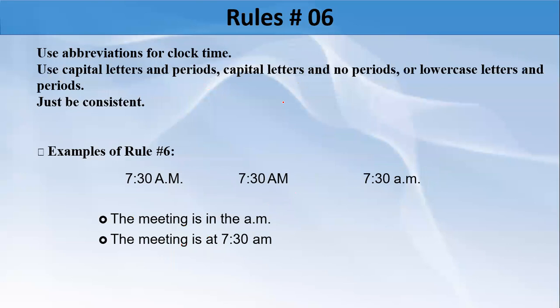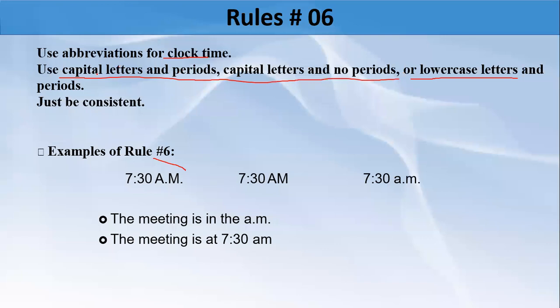Rule number 6: use abbreviations for clock time. Clock time like AM, PM, ante meridiem and post meridiem. Okay, if someone is confusing these terms. Now, use capital letters and periods, use capital letters and no periods, or use lowercase letters and periods.